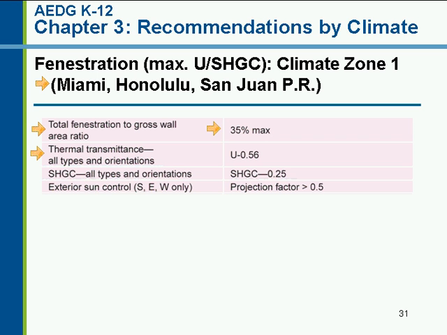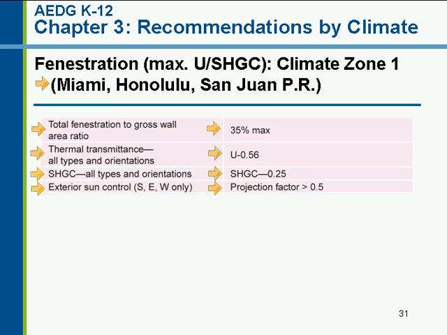The thermal transmittance, U factor for all the windows is 0.56 maximum. The solar heat gain coefficient for all orientations is 0.25 maximum. And for exterior sun control for the south, east, and the west, but not the north, is to have a projection factor which is 0.5 or greater.